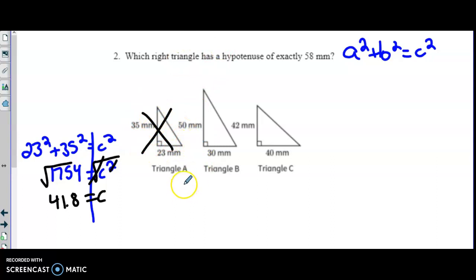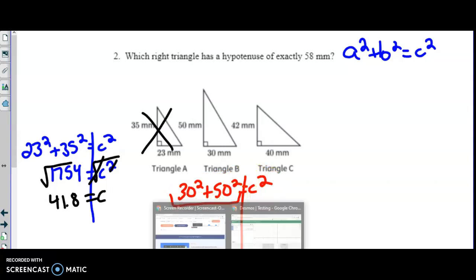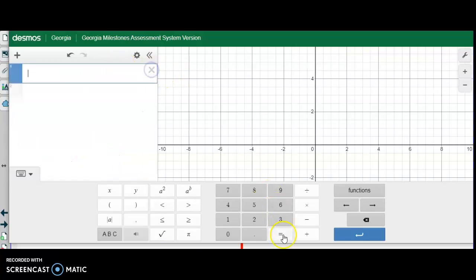All right, then we would check the next one. A squared plus B squared equals C squared. Go ahead and type this chunk in your calculator. So 30 squared plus 50 squared.